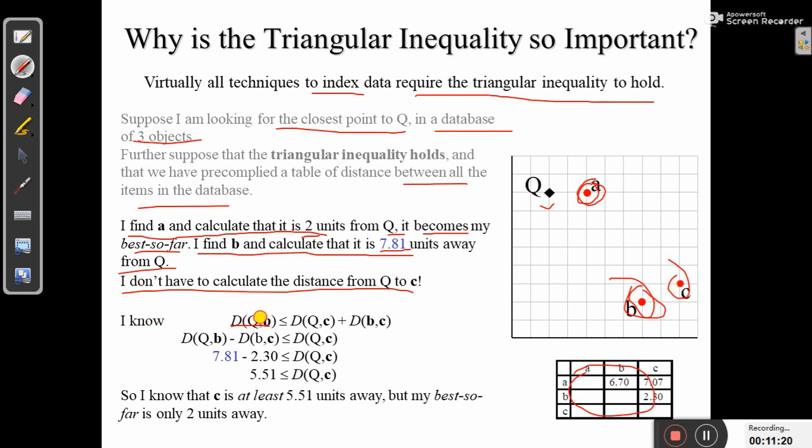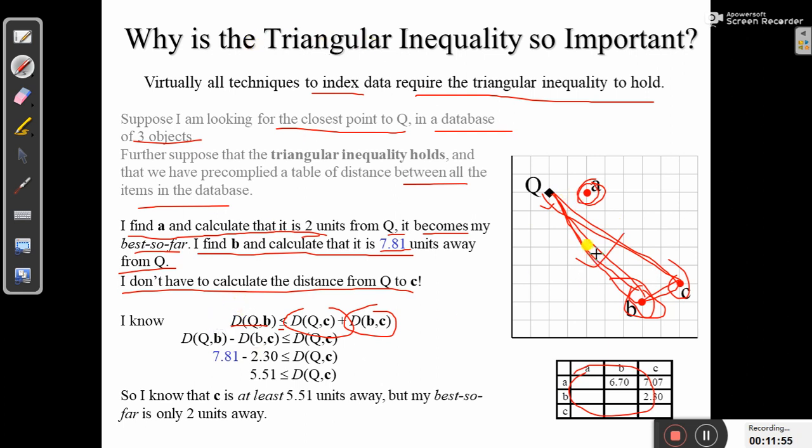Suppose D of Q,B, the distance of Q,B, should always be less than or equal to D of Q,C. Why? Because D of Q,C plus D of B,C is always greater than this, because this is a triangle, and we know that the sum of any two edges will always be greater than the third edge. So that is why this is the triangle inequality.